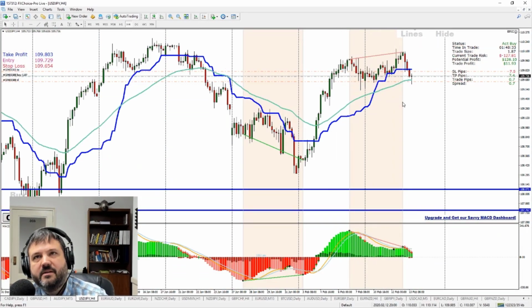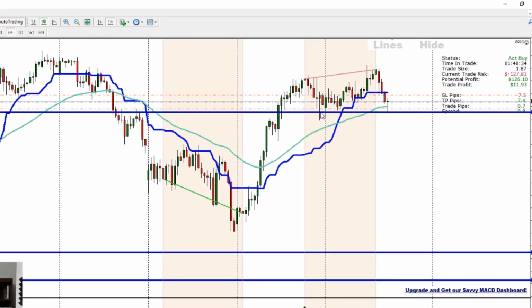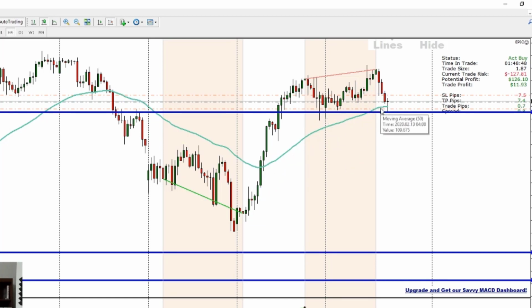You see that? What's it touching? Let me draw a line. 1, 2, 3. What else is touching? Okay. Also, 50-period moving average. So we have support, support, support, right? So that's what I'm waiting for.